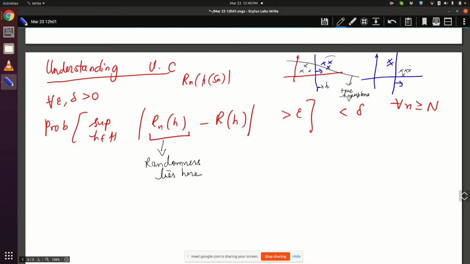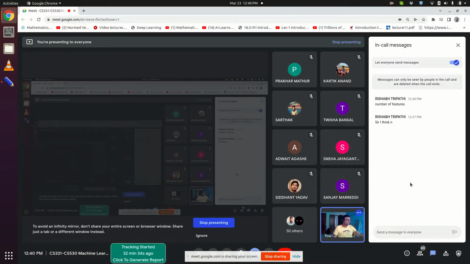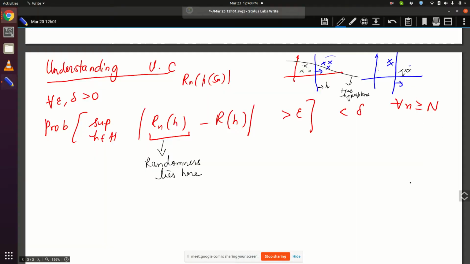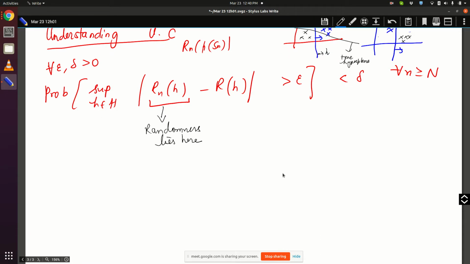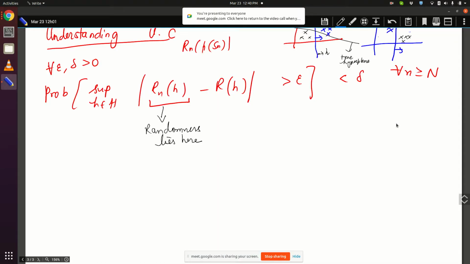So everything else is fixed. Rishabh had messaged. I don't know if this is clear. Yes, sir, got it. Actually, I told the same thing, because we are choosing the n on the basis of R_n(h) on the sample. Okay, fine. All right. I thought you were saying something else. All right, good.